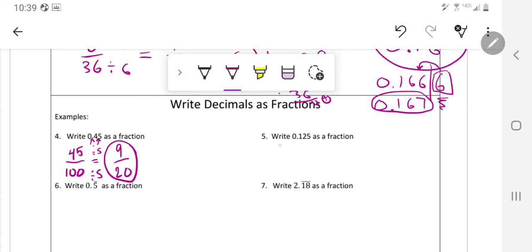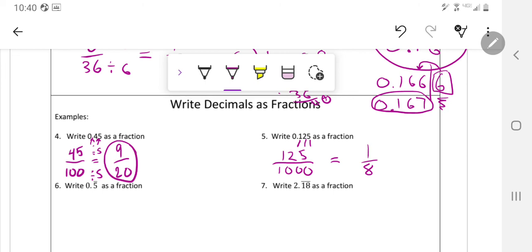Okay, 0.125 as a fraction. Well, that's tenths, hundredths, thousandths, so 1,000 goes on the bottom, and then we put the decimal on top. All right, now I happen to know that simplifies down to 1/8, and I think that's something you learned in 6th grade, what the eighths are. That each eighth is 0.125.